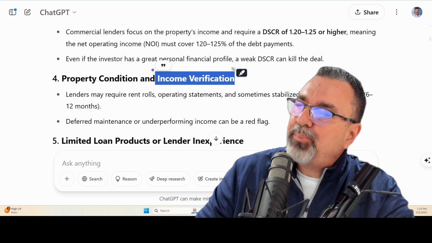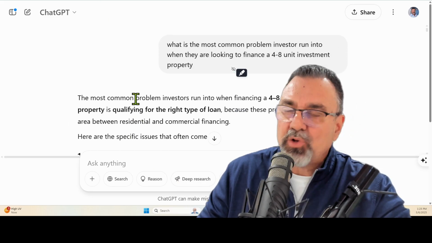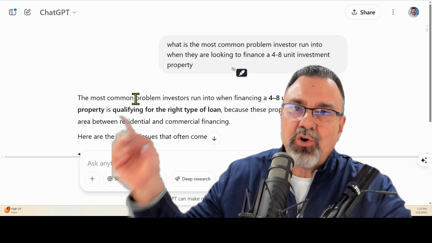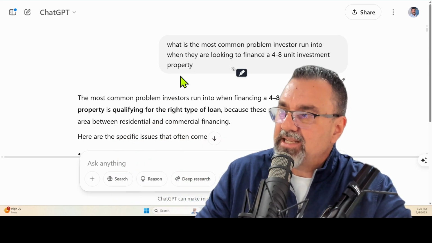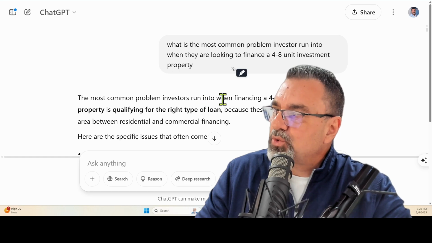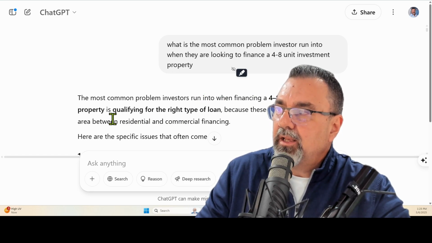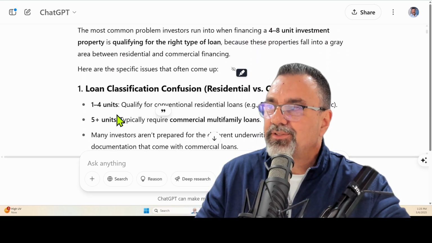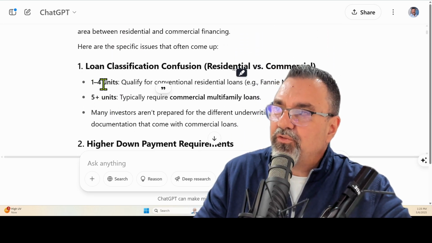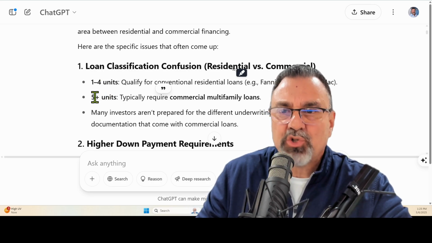The number one piece of the puzzle that people run into when they're having problems or looking to finance multi-unit properties, as you guys know, I go to ChatGPT to get the answer. I put that in here, and here's what it says. The most common problem investors run into when financing a 4 to 8 unit investment property is qualifying for the right type of loan. There's different types of loans, like a 1 through 4 family, where you can go with a conventional loan. 5+, you're going to have to go with a commercial loan.